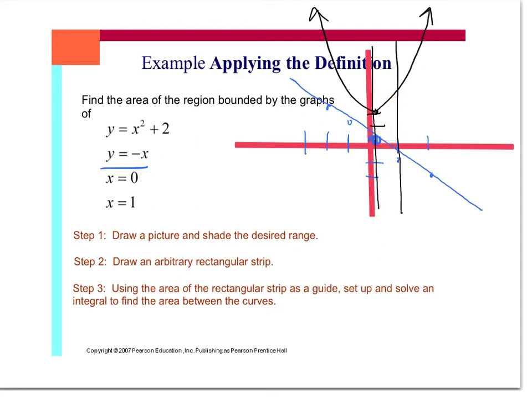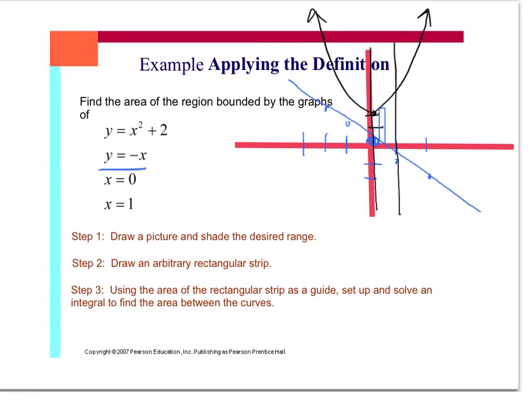So now let us draw in a rectangular strip, an arbitrary one, so that we can use that to set up our integral. So for example, there is the rectangular strip that we're going to repeat infinite times. So setting up the integral then, we are going to be going from the lower limit where x is 0, the upper limit is 1, and the upper function we notice is the parabola, so it would be x squared plus 2, and then we're going to subtract that from the lower function, which is the line, which is negative x, and this is in respect to x. So now we've written our integral, now we evaluate, okay?